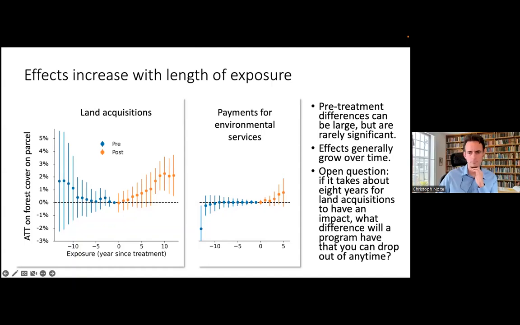And this leads us to several conclusions about these programs. Both could benefit from better targeting. Even though these land acquisitions do have some impacts, they still result in very small results for forest cover. And yes, these programs could benefit a lot from targeting places that have high deforestation pressure and would be deforested if they did not receive treatment.